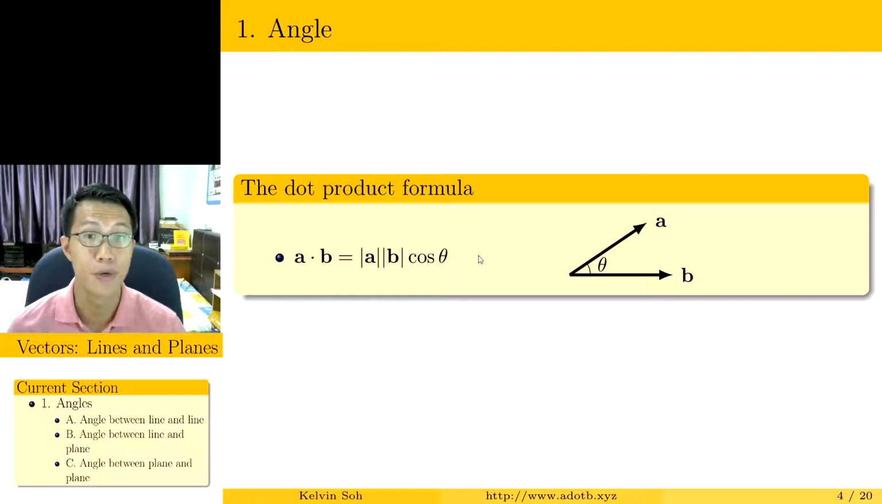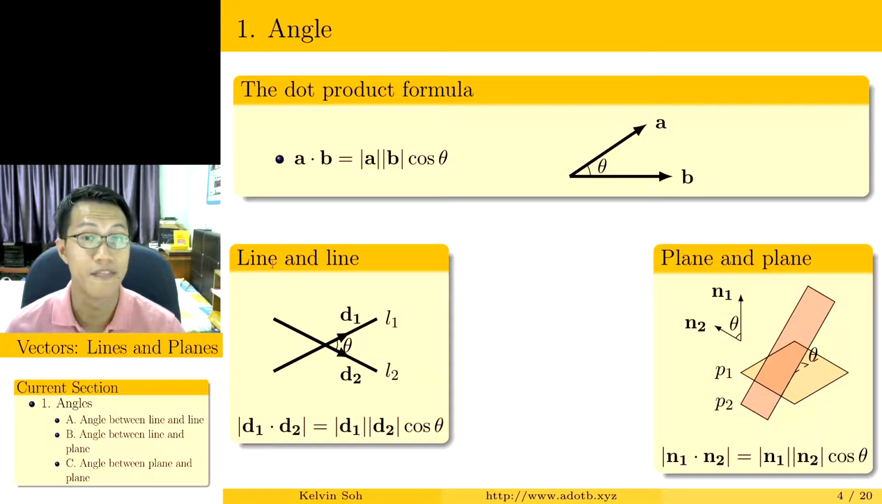The key formula we'll be using throughout this section will be the dot product formula. So given two vectors A and B, we can find the angle theta between the two vectors by applying this formula. A dot B equals the magnitude of A, magnitude of B, and cosine theta. So this is the formula to find the angle between two vectors. How do we modify it to apply this formula to lines as well as planes?